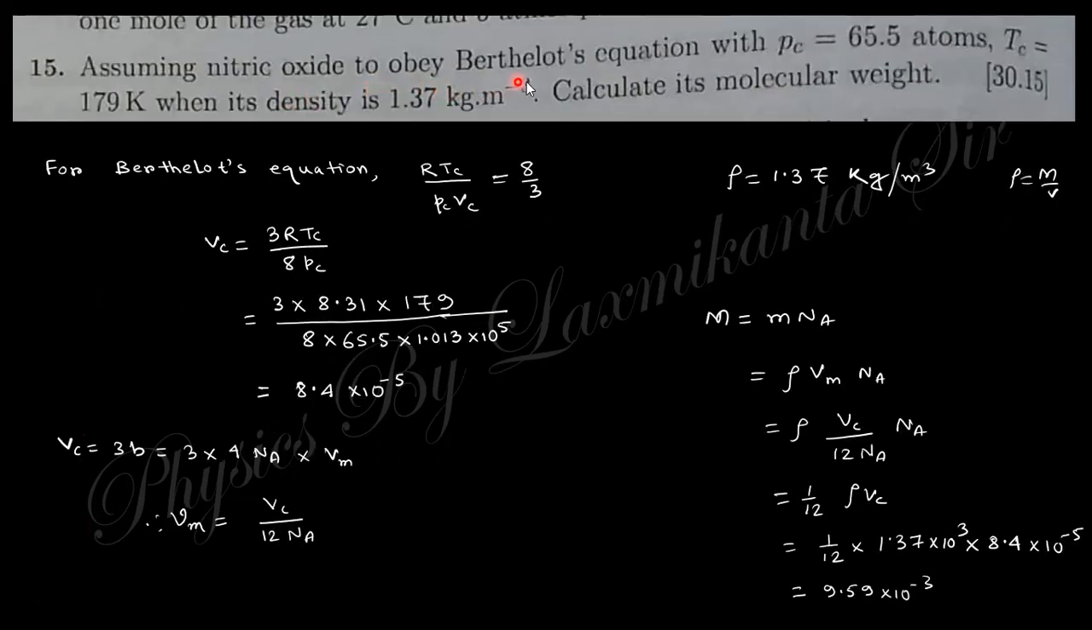Assuming nitric oxide to obey the Berthelot equation, Pc, critical pressure, critical temperature and density are given. You need to find the molecular diameter. This is the relation from where you can find the Vc value. From Vc you can get the volume of the molecule, because you know Vc equals 3b and b equals 4 Na Vm. We just call this equation. So Vm equals like that, and you know Vm and molecular mass equals mass into Na, and Vm is put, Na cancels out. So finally 1 by 12 rho Vc. Put this value of rho and Vc, you will get this answer.